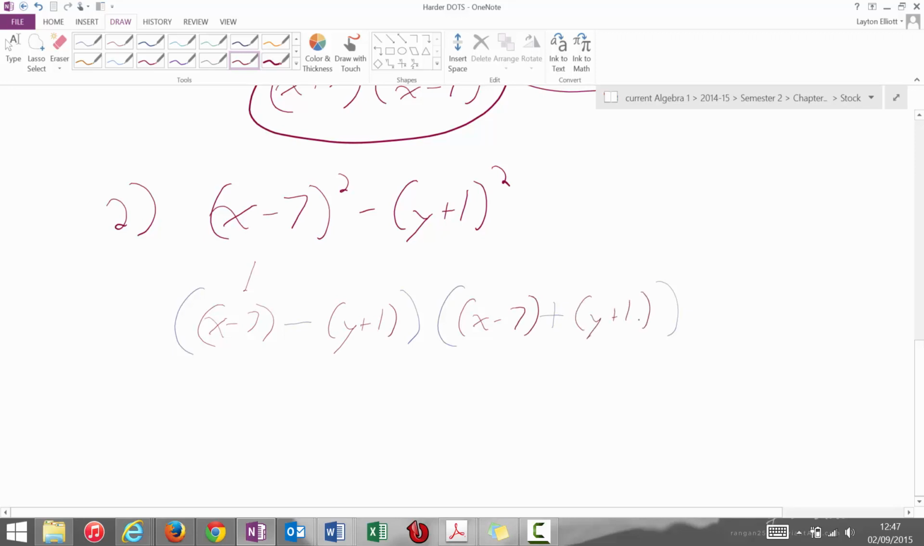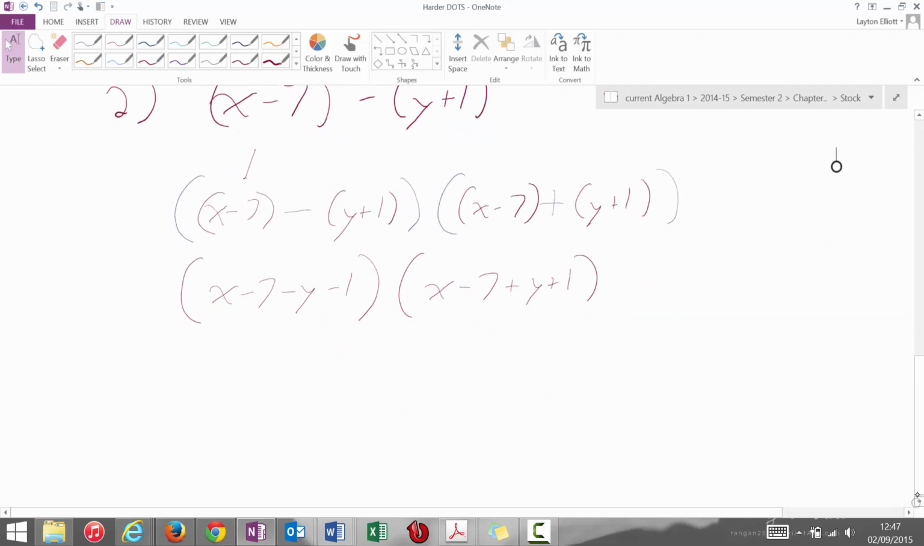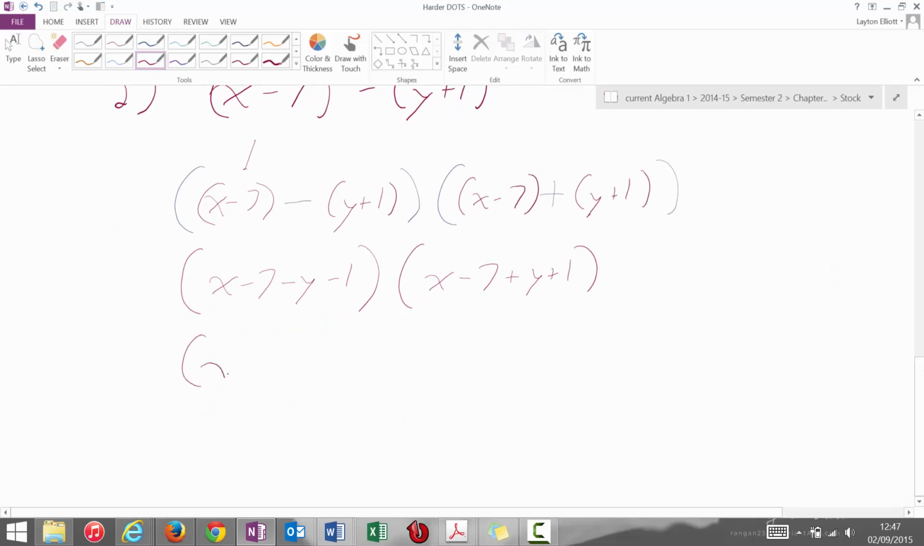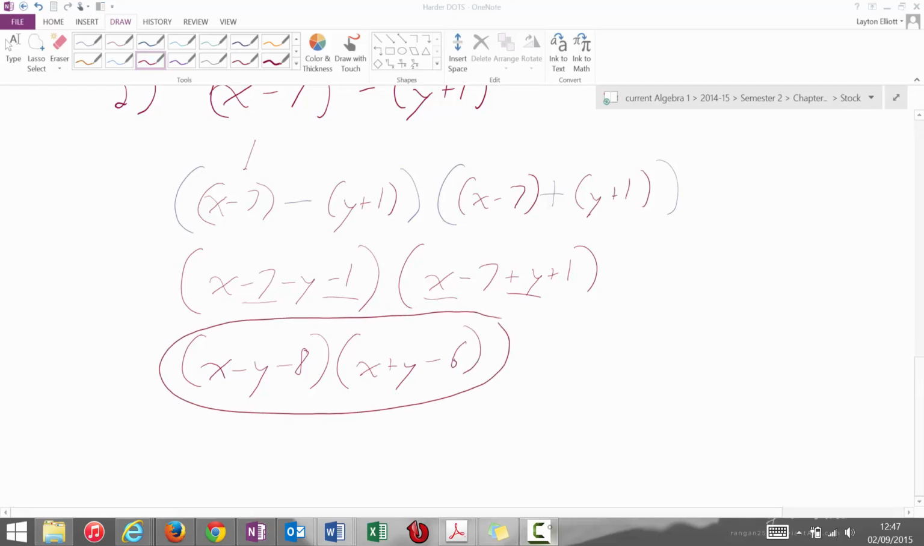and the second one is going to be a y + 1. There's a reason I'm keeping these in parentheses. I'm going to do another careful step where I drop the parentheses and distribute this negative: x − 7 − y − 1. And here there's no negative to distribute, and I'm just going to drop the parentheses anyway: x + 7 + y + 1. And then as a last step, we're going to add like terms. So I have x, I'm going to keep the −y, and −7 − 1 is −8. And here I have x + y, and −7 + 1 is −6. This is considered the factored form.